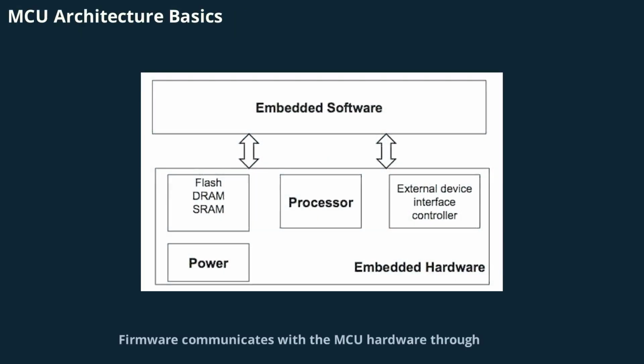Firmware communicates with the MCU hardware through memory mapped registers and direct memory access (DMA). Key interaction methods include memory mapped I/O, register manipulation, and interrupt handling. The architecture of the MCU, including its instruction pipeline, register file, and execution units, directly impacts firmware design. Memory hierarchy from flash storage to SRAM and peripheral registers must be carefully managed for optimal performance and reliability.